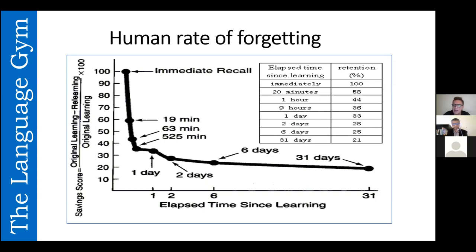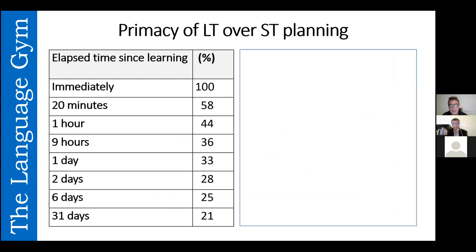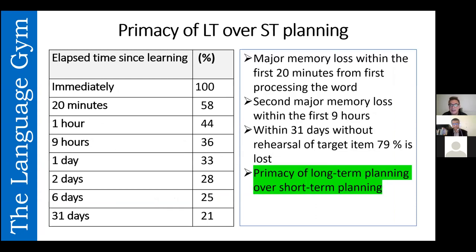So we need to think that memory is not something that you should take for granted, because look at that curve. After 31 days without recall, you lose 79%. The problem is not just that. The problem is that it's also about how you recycle.